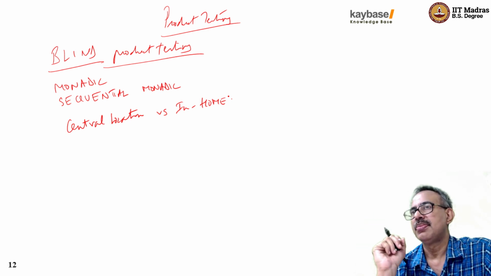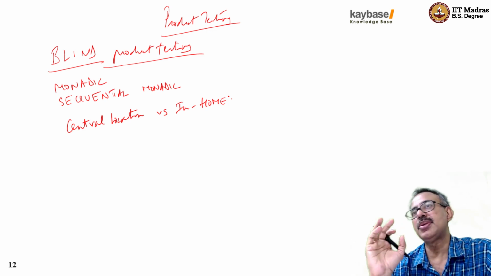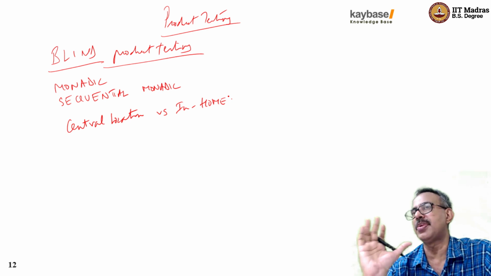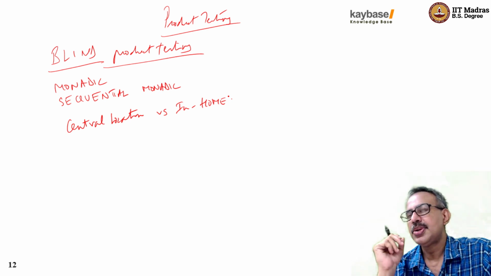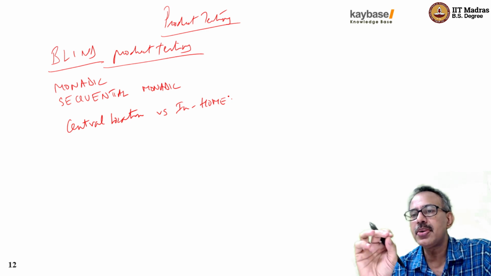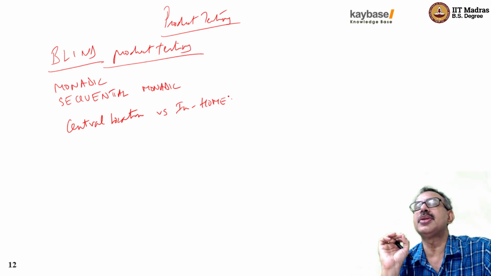We identify people, we invite them to a central place to come and taste it. It's a very controlled process. Product testing is very carefully controlled. So central location is when you want to control the temperature at which the people have the product, for example.